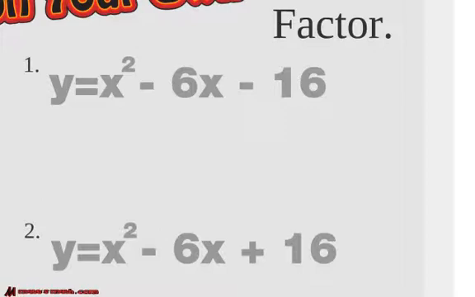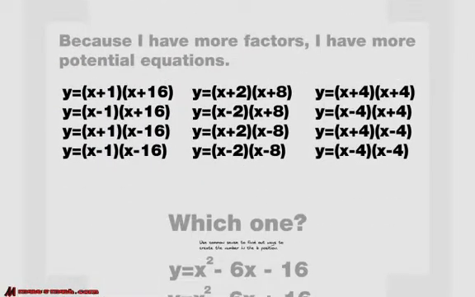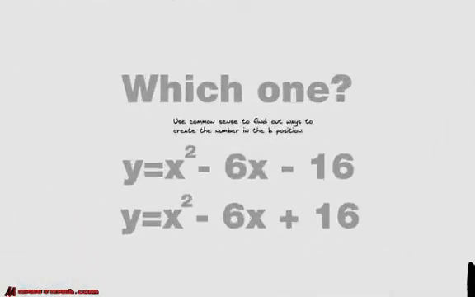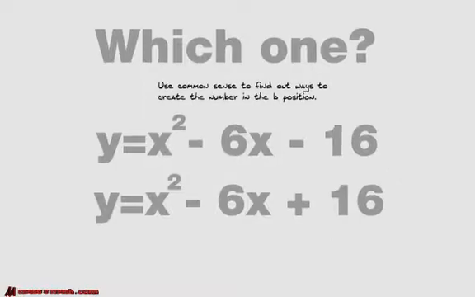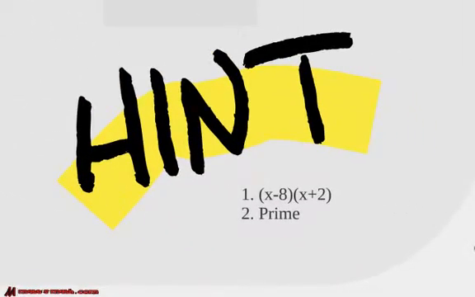All right, you getting it? Now, I'll give you a hint. I think one of these is prime. All right, because I have more factors, again, there's more potential equations. These are all the different options that we're going to get. We want to use them to find -6 and -6 there, okay? All right, yep, that second one was prime. First one was x minus 8 times the quantity of x plus 2. Notice when you combine the -8 and the +2, you get -6, and then -8 times +2 is -16.